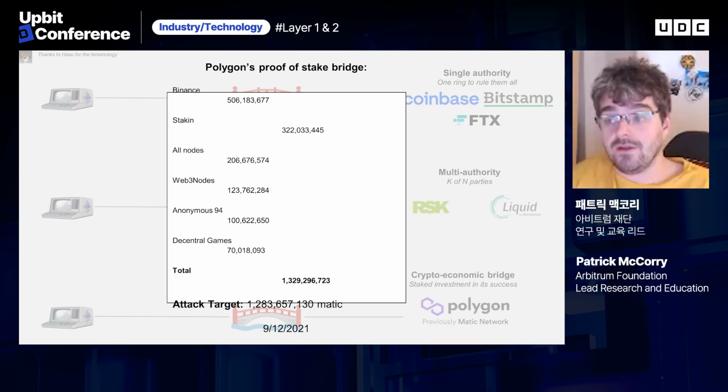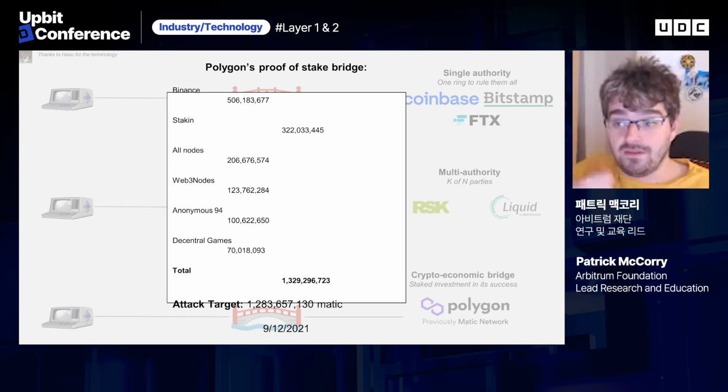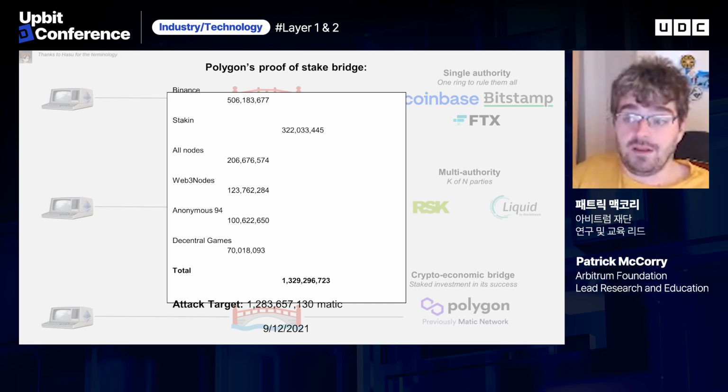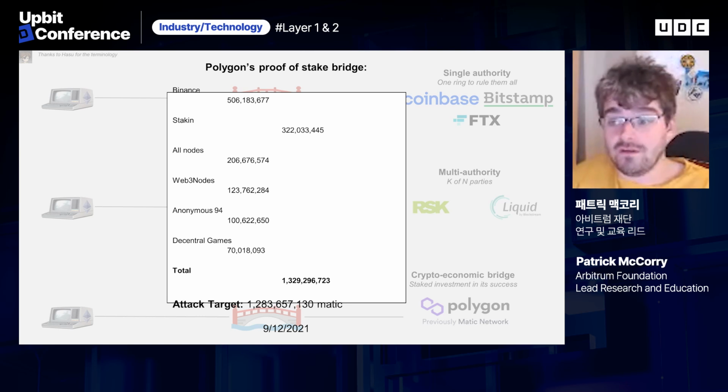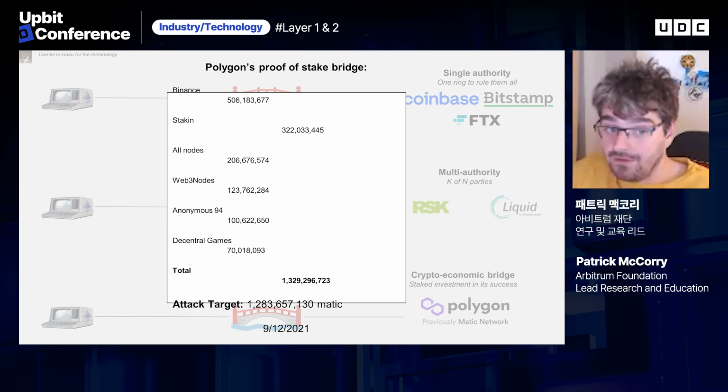So back in 2021, nearly 2 years ago now, the top 8 stakers basically owned 85% of the stake locked in, as part of the process. And you have to trust these 6 entities to protect your funds in the Polygon proof of stake bridge. So it's still a multi-authority bridge, but it's better than one authority. And they have skin in the game. If the bridge gets hacked, their stake is probably going to 0. So that's why it's crypto economic in a sense.